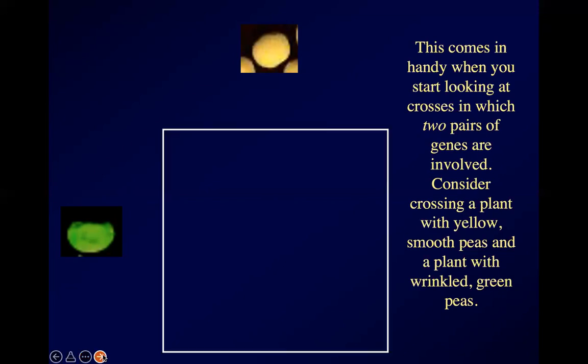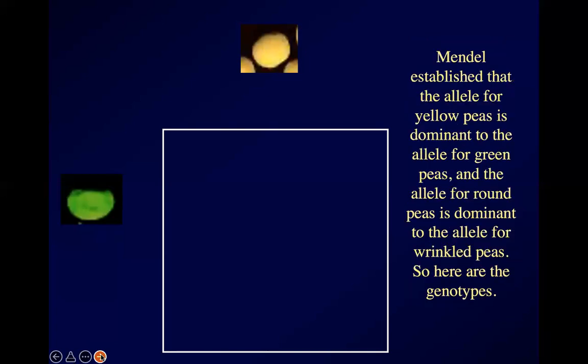Mendel had already worked out that smooth is dominant to wrinkled. There's a gene for pea shape, and the smooth allele is dominant to the wrinkled allele. And he'd also worked out that yellow pea color was dominant to green pea color. There's a gene for pea color, and the yellow allele is dominant to the green allele. He'd already shown that. And incidentally, if I were to give you a problem like this, I would give you that background information.